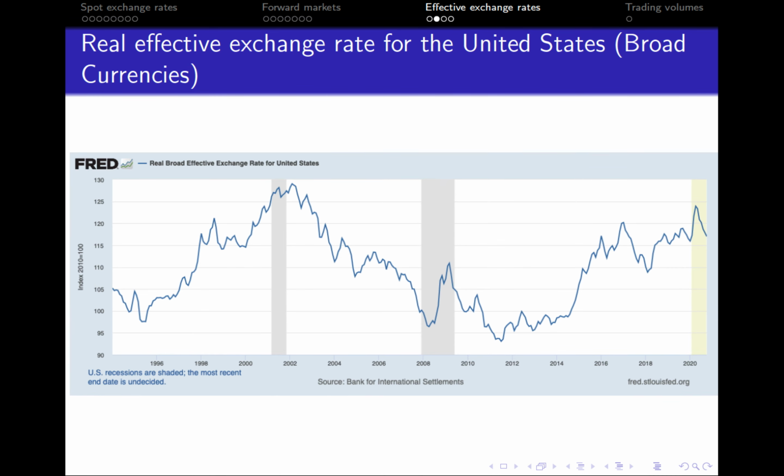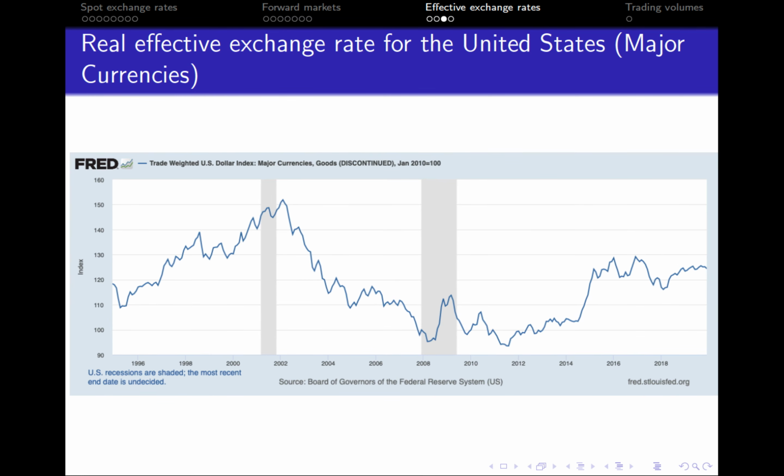Now, however, what I wanted to tell you is that this broad effective exchange rate can be misleading. Look, over here we have trade weighted real exchange rate, but calculated only for major world currencies. And look, we see that it actually is way flatter and is characterized by less volatility than the previous one. Why is it like that?